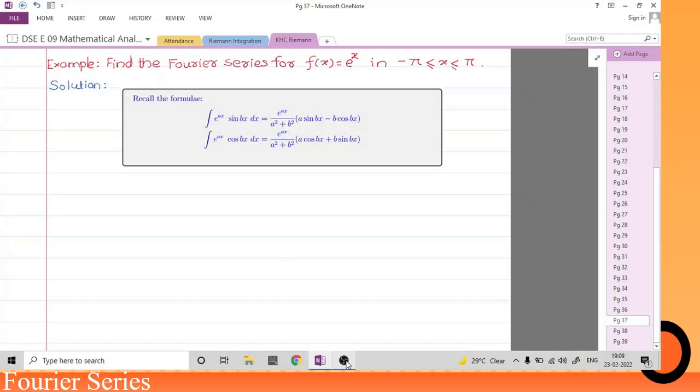In this lecture, we will continue with finding Fourier coefficients a0, an, bn. Now for the function f of x is equal to e raised to x, in the interval minus pi to pi. To find out a0, an and bn, we recall these two formulae.